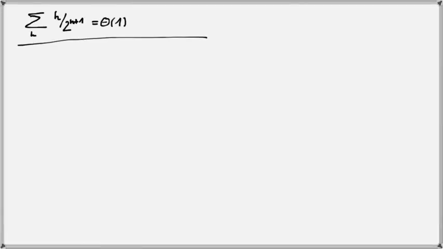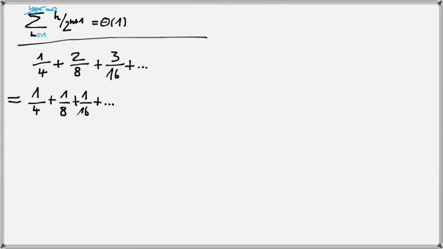So we're looking at the sum of h divided by 2 to the h plus 1. For the analysis, this sum actually goes from 1 to log n, but let's for simplicity assume it goes to infinity, so then we just get an even larger number. That's enough to show that the sum we're looking at is a constant, if that is constant. So this sum is 1/4, 2/8, 3/16, and so on. What I can now do is take out a geometric sum starting at 1/4. So what I'm taking out is 1/4 plus 1/8 plus 1/16, and so on.